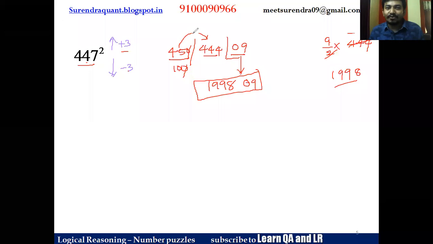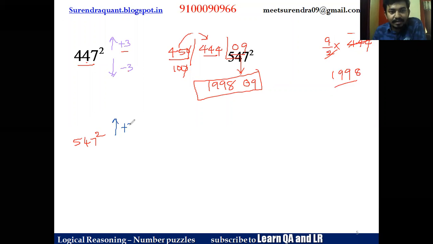Very simple, right? Okay, let us take one more such interesting number. Now 547. Okay, let me write here. 547 square. Now friends, let us do the adjustment with the plus 3 and minus 3. So this is a plus 3 and this is a minus 3. 547 plus 3 is 550. 547 minus 3 is 544, right?